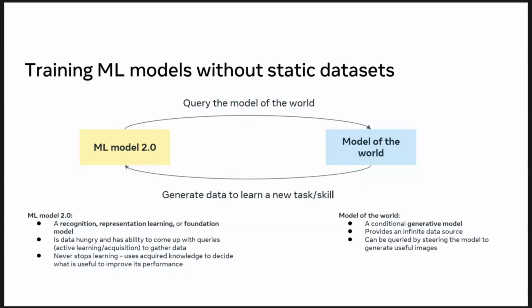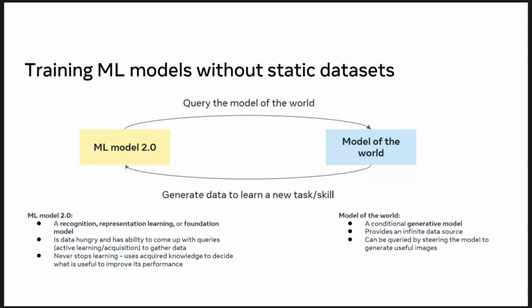And so that's what I'm trying to depict here on the slide. We have two different models. One that I'm calling a machine learning model 2.0, the other what I'm calling a model of the world. This machine learning model 2.0 can be any downstream machine learning model that you can think of. For example, a recognition model, a foundation model itself, or any representation learning model in general. And this model, as any machine learning model, is data hungry and needs a lot of data to train.